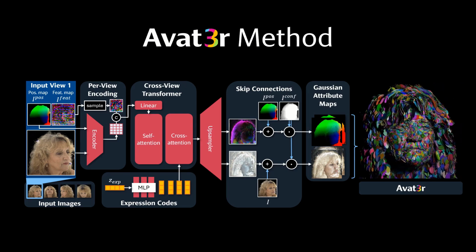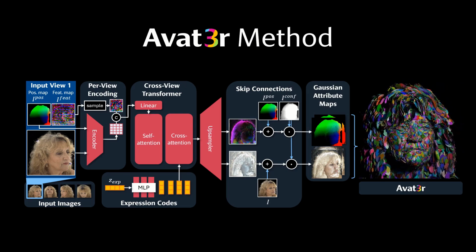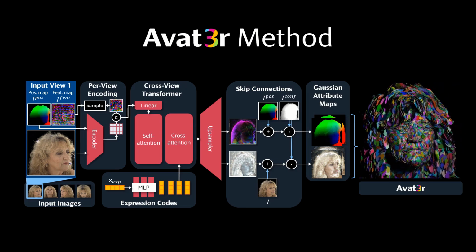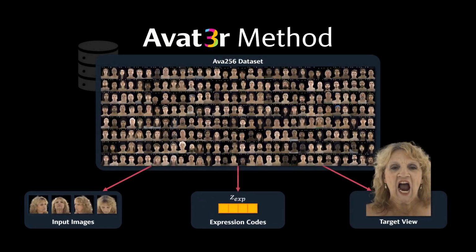Notably, our design does not rely on a template mesh, allowing Avat3r to accurately model complex features like long hair and facial accessories, which are challenging to represent with a standard mesh topology. To train Avat3r, we require 4 input images and 1 image for supervision with its corresponding expression code, all taken from Avat256, a large multi-view video dataset of human heads.